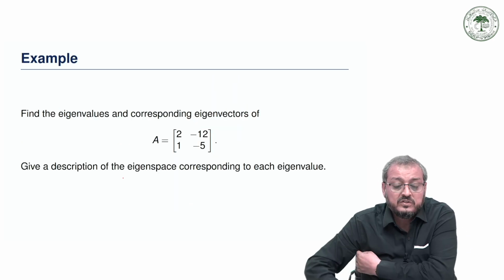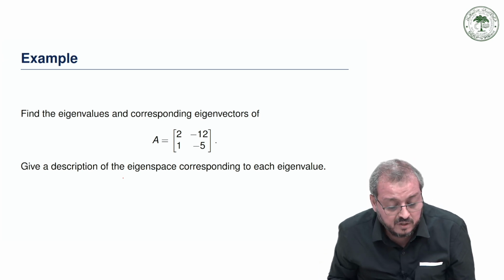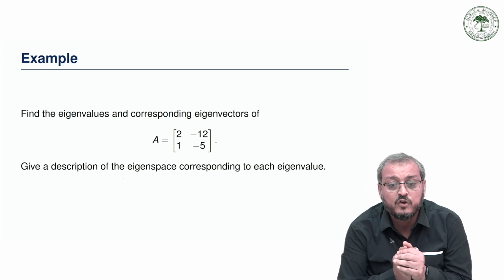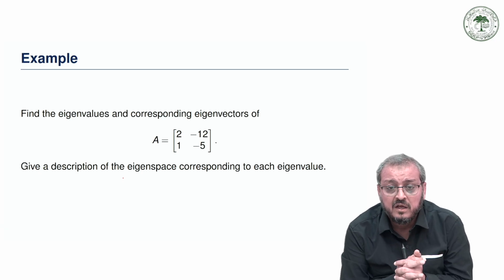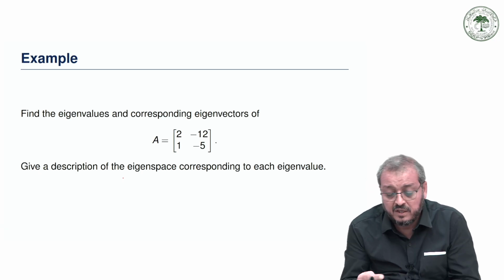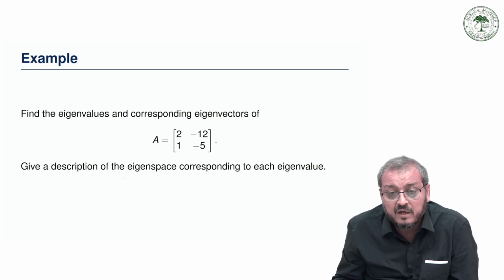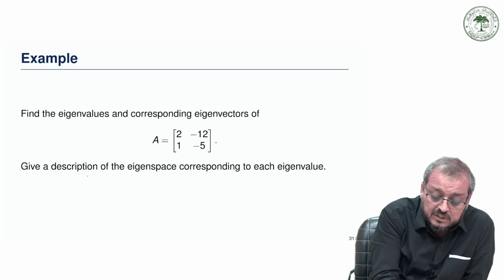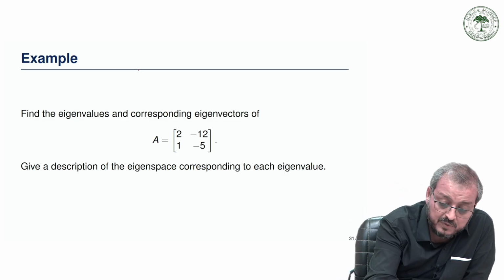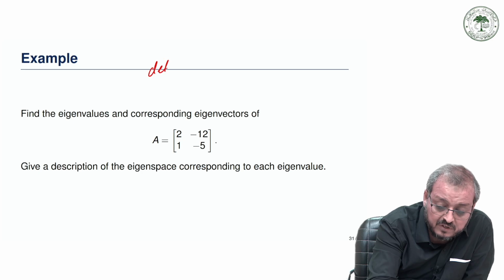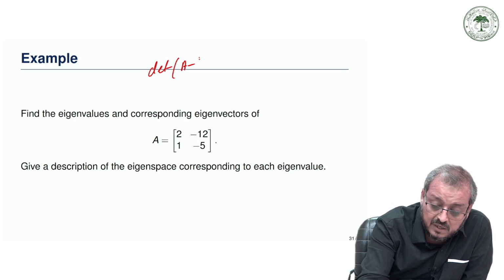Okay, so now we try one more example for this. We try to find the eigenvalues and corresponding eigenvectors of A is equal to 2, minus 12, 1 and minus 5. Give the description of each eigenvalue and eigenvector. So we try again, with the help of A, we can first start with the characteristic equation of A, determinant of A minus lambda I.